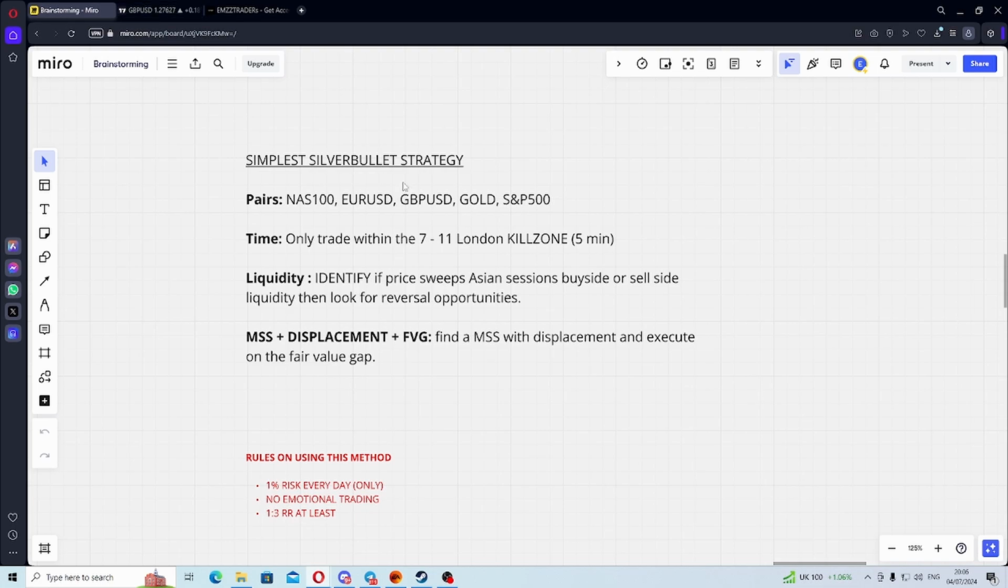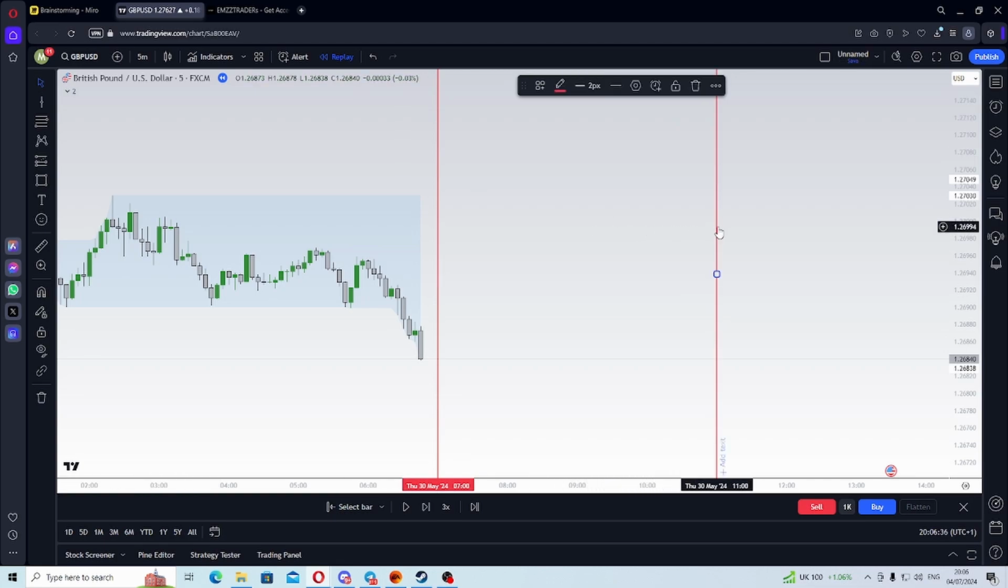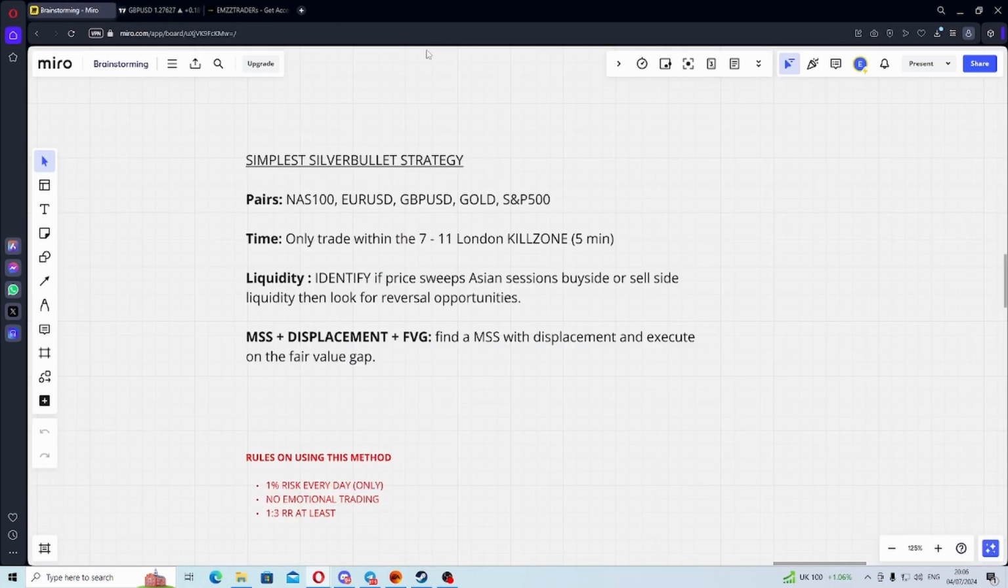So you only need to make sure you trade within the 7 to 11 London kill zone on a 5-minute time frame. So I'm going to be marking this out right now, and make sure you're on a 5-minute time frame, and you can change it all the way up here. I'm going to be marking this 7 until 11. We're going to only be taking trades within this time frame. It doesn't matter if you let the trade run after that, but you only take it within this, okay?